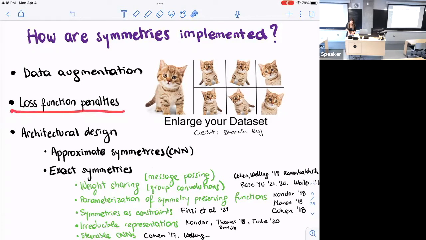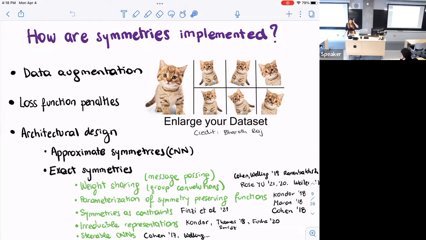Also, since you know that many of these symmetries are in correspondence with conservation laws, you can have a penalization for the conservation law not being held, and then hope that this will imply the symmetry that it corresponds to.